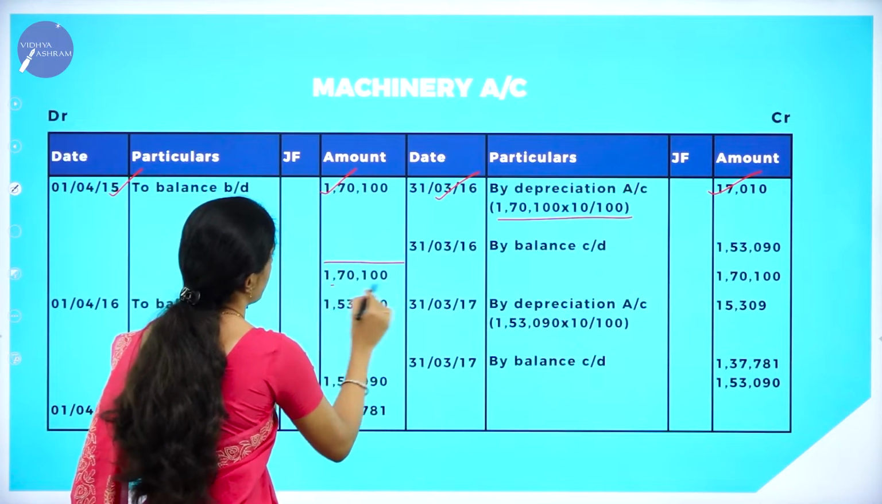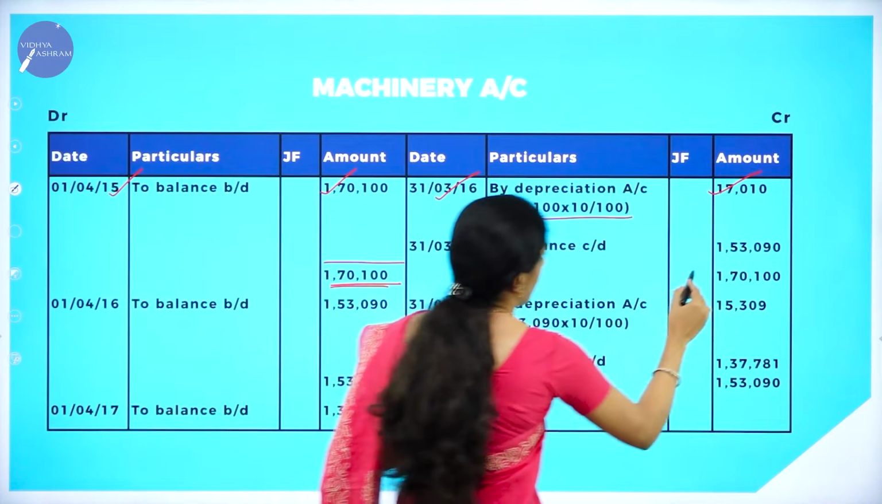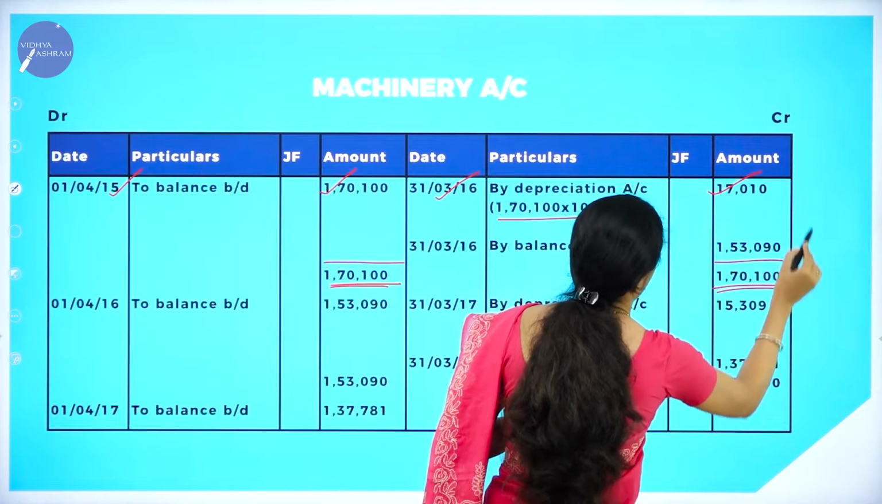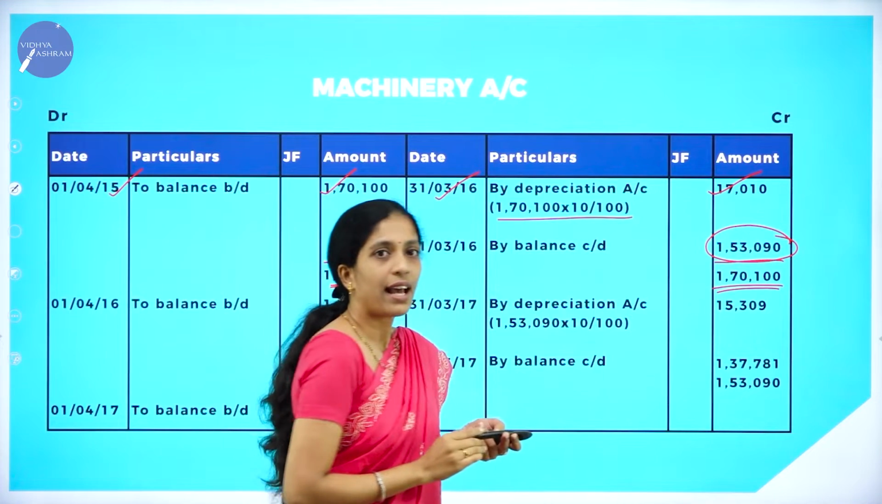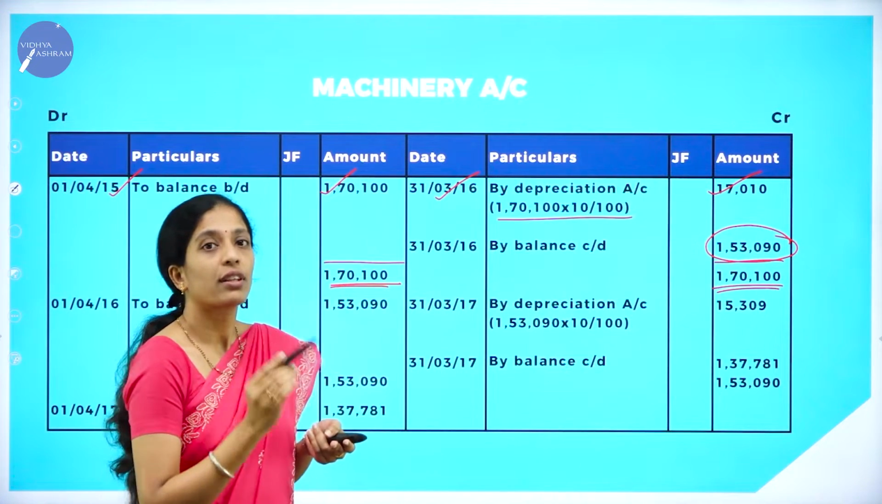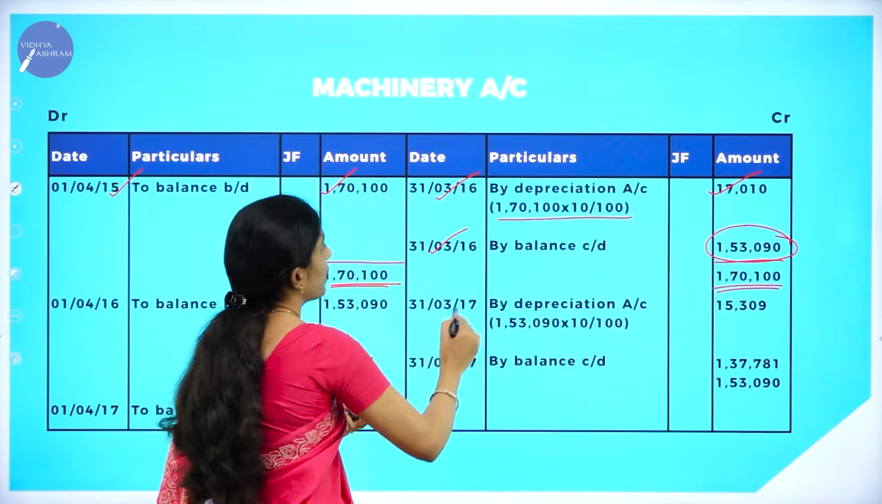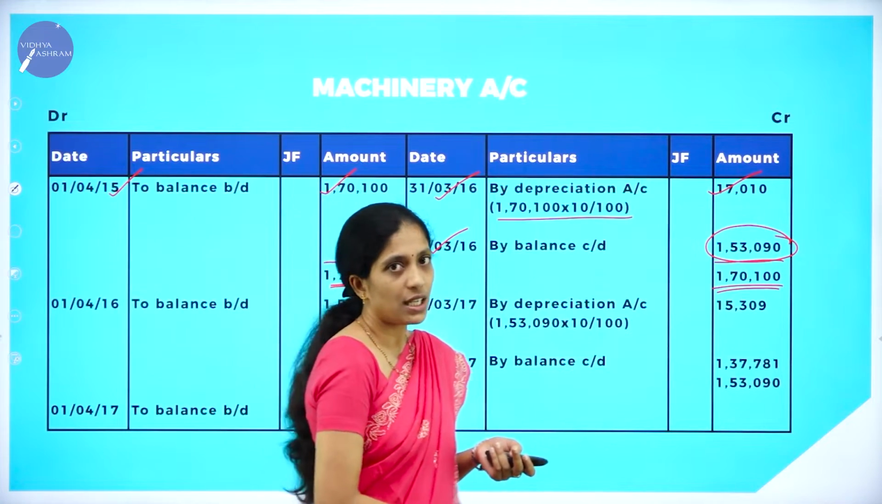Now balance both the sides. Debit side, it is 1 lakh 70,100. So write 1 lakh 70,100 minus 17,010. You'll get a balancing figure of 1 lakh 53,090. So this is the balancing figure of the third year. So 31st-3/2016, by balance carried down 1 lakh 53,090.